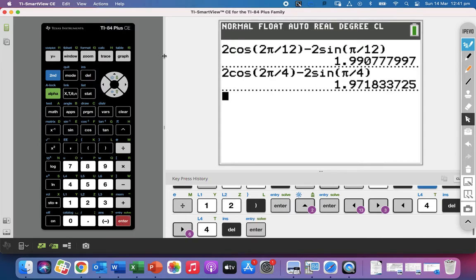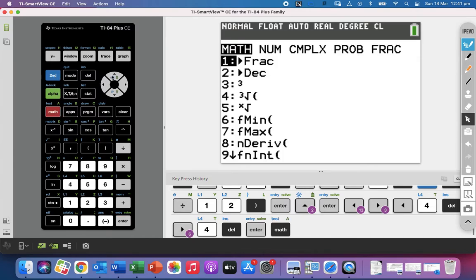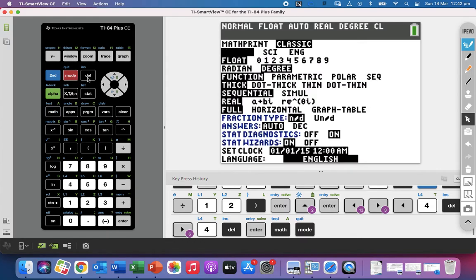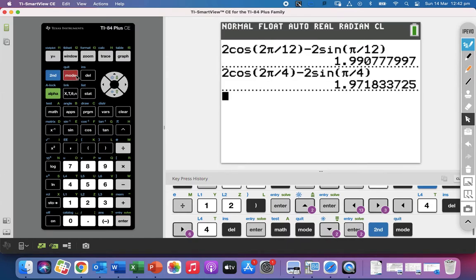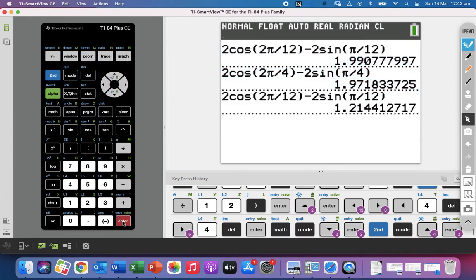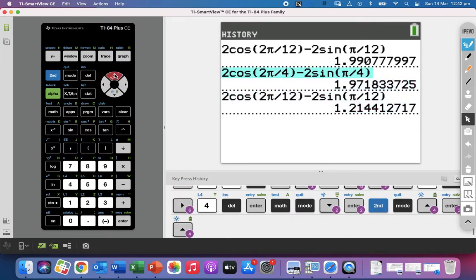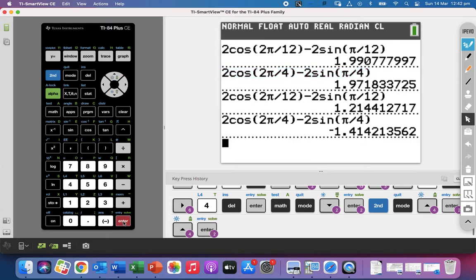Oh, I'm in degrees. Whoops. Let's fix that. Thinking, why did that come out positive? I was expecting it to be negative. Should have picked up on that a bit earlier, really. Okay, radians. That's better. Let's start again. Right, so the first one, pi on 12, was positive. Second one, I am actually expecting it to be negative. That's better, negative. So it's gone positive, negative.